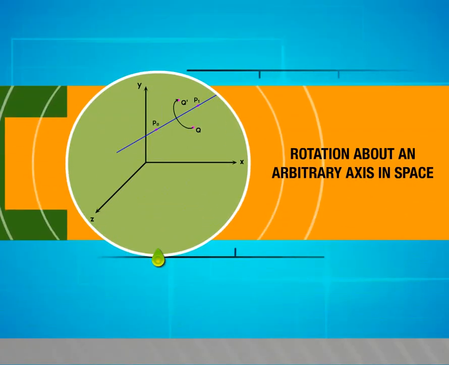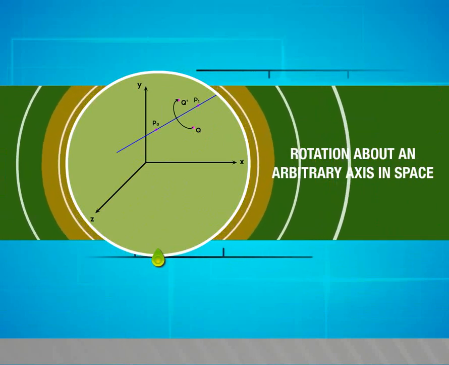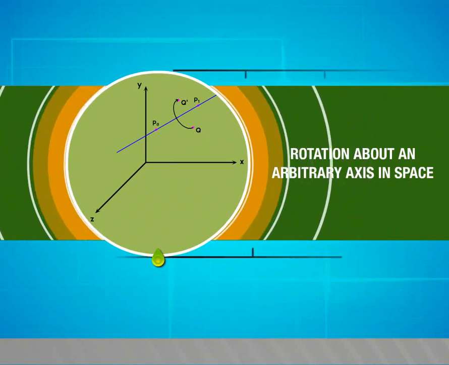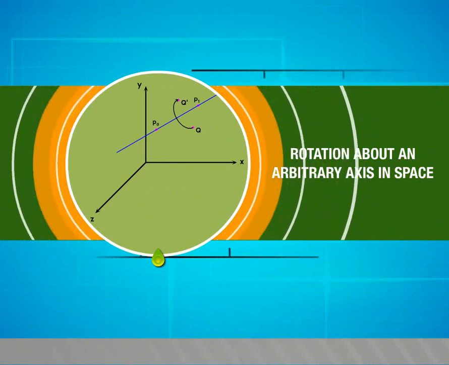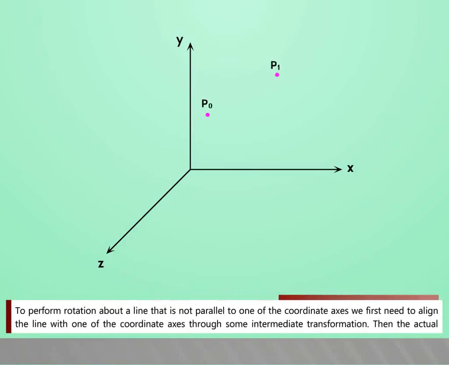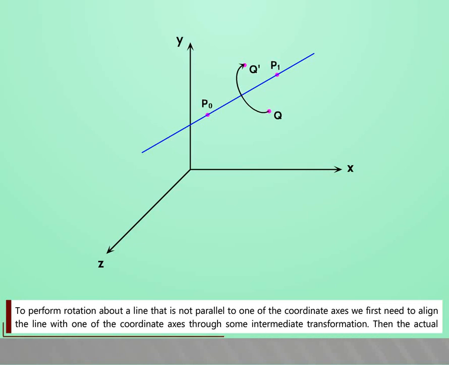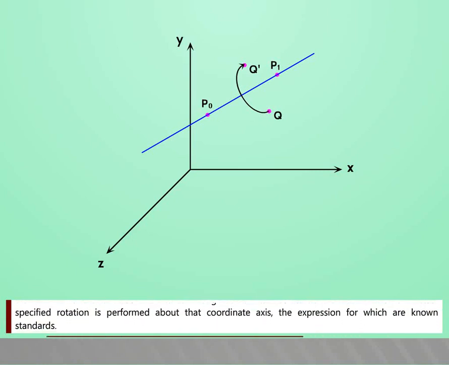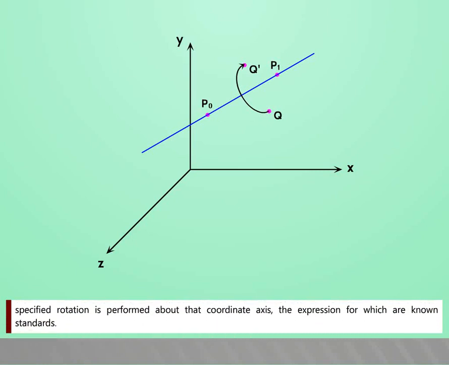Rotation about an arbitrary axis in space. In this video, we are going to see about rotation about an arbitrary axis in space. To perform rotation about a line that is not parallel to one of the coordinate axes, we first need to align the line with one of the coordinate axes through some intermediate transformation. Then, the actual specified rotation is performed about that coordinate axis, the expressions for which are known standards.